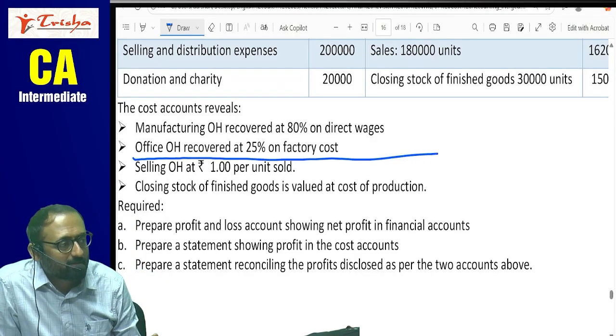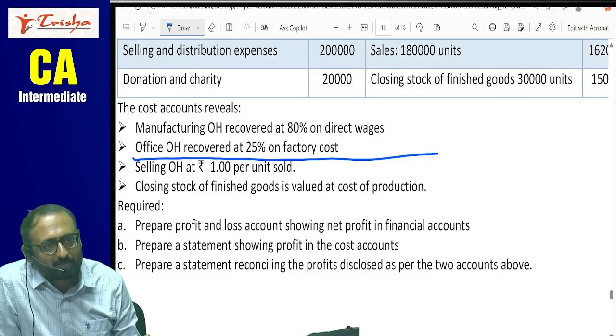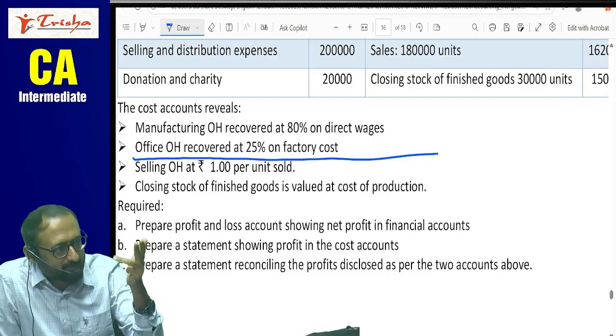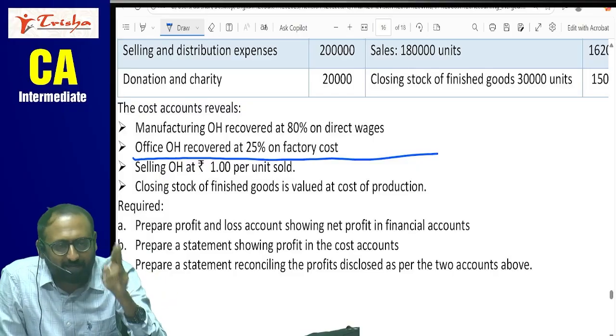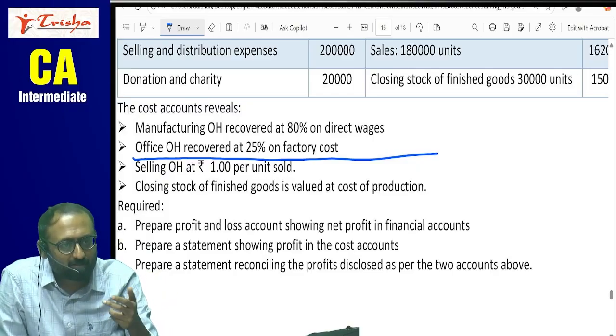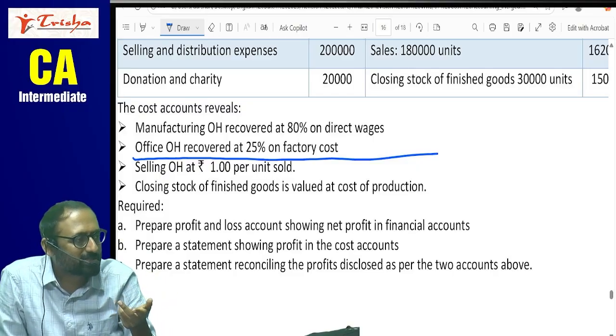25% on. And how will you get factory cost? Direct material, direct labor, direct expenses gives prime cost. Add factory overhead, which is equal to factory cost. Correct, sir? Second most important point: closing stock value.